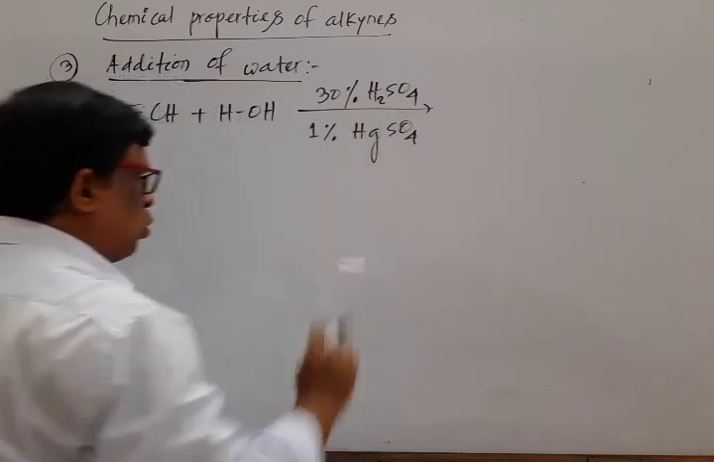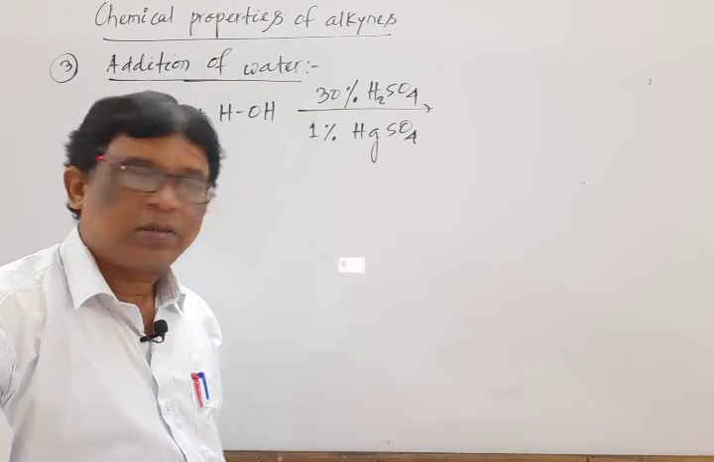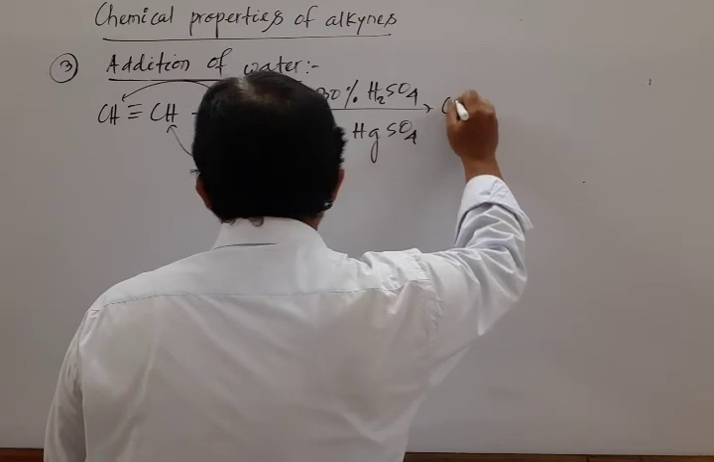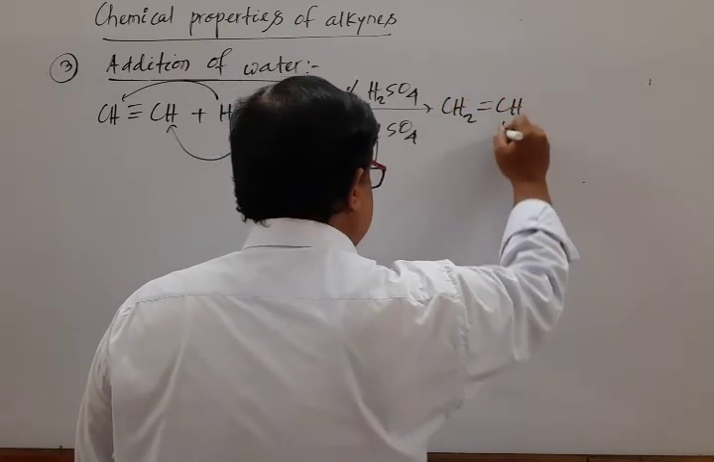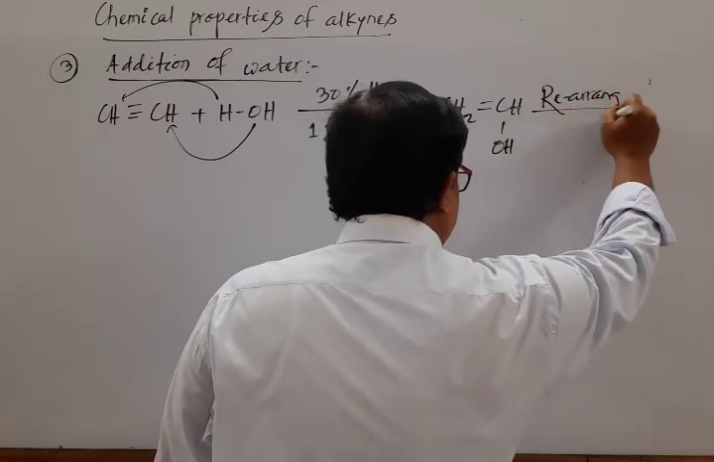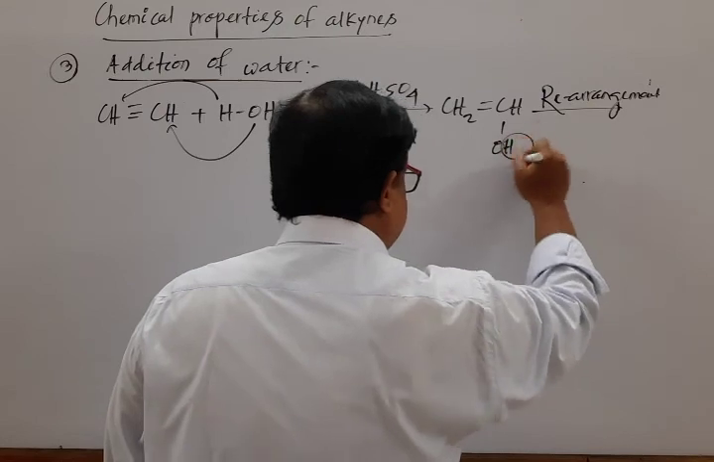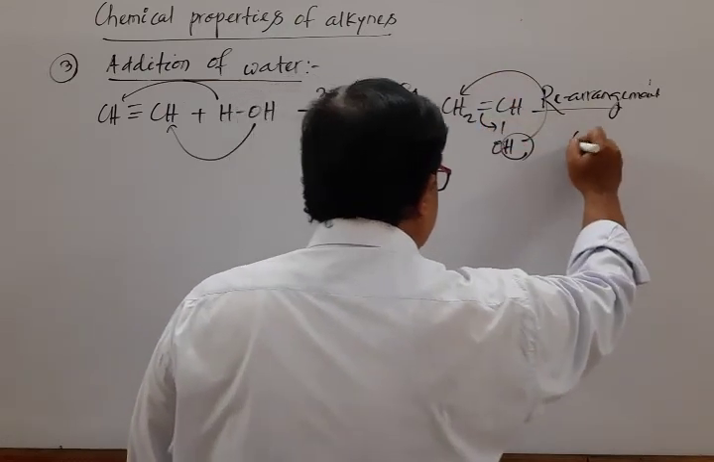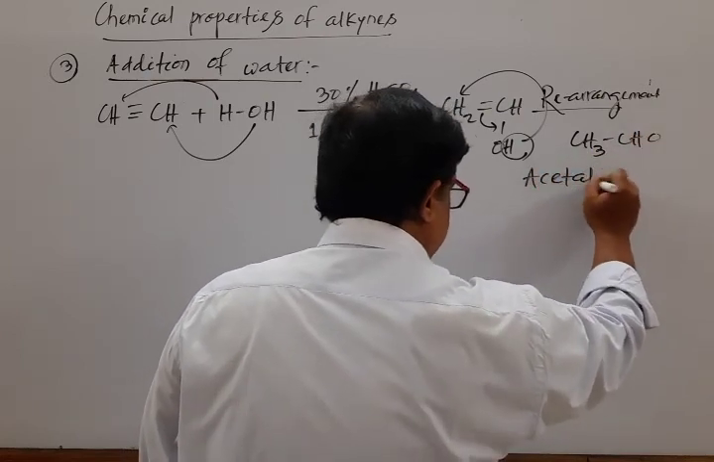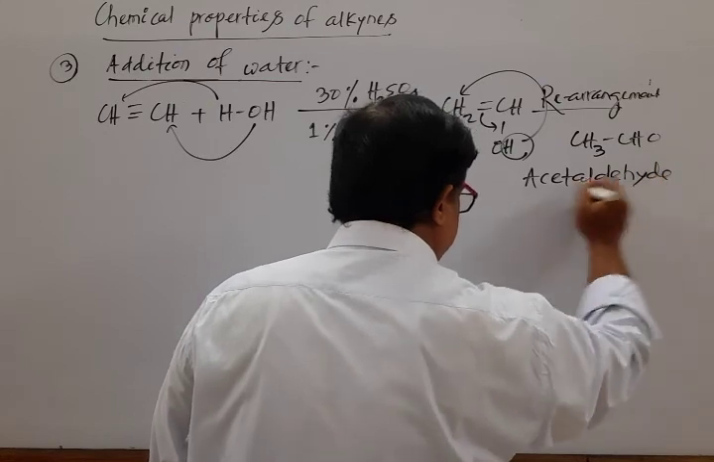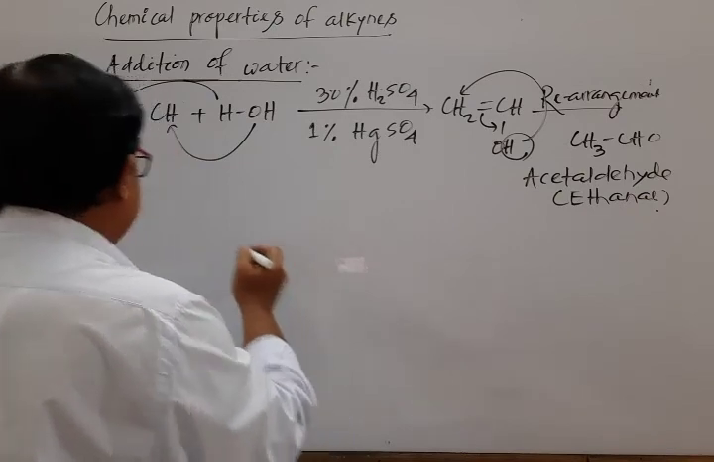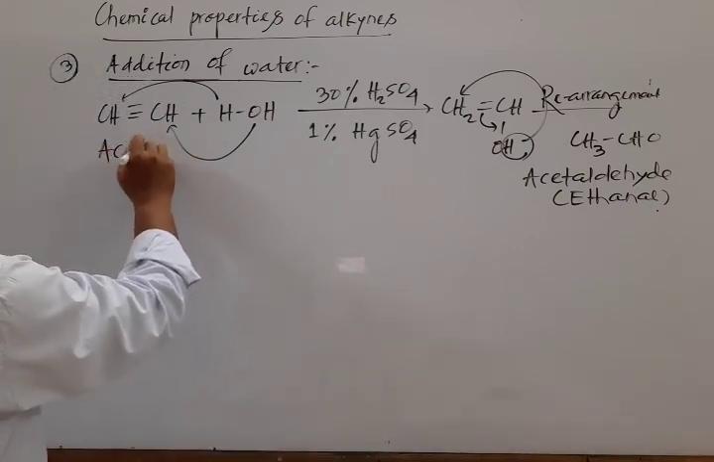Either I write HgSO4 or I write Hg2+. What happens? H comes here, OH comes here, resulting in the formation of CH2=CHOH. Follow rearrangement. Mark that this H moves to here, double bond moves to here, resulting in the formation of an aldehyde. Common name is acetaldehyde, IUPAC name is ethanal. Okay, its name is acetylene.